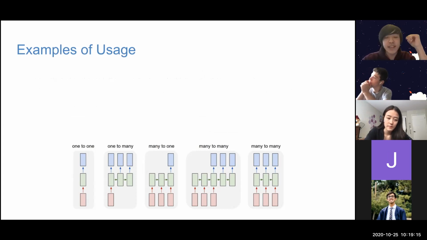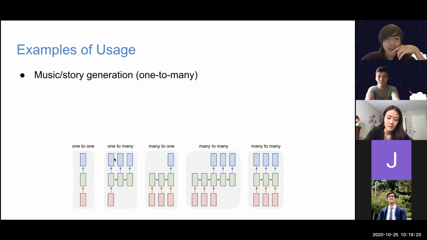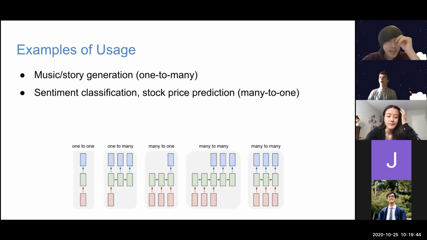So here are some specific examples of how each one of these categories is used. If you want to do one-to-many, that could be music or story generation. Imagine you're given some kind of genre, like classical music, or a comedy story. Then your network generates an entire series of outputs, which is the entire story or the entire piece of music. So that would be one-to-many.